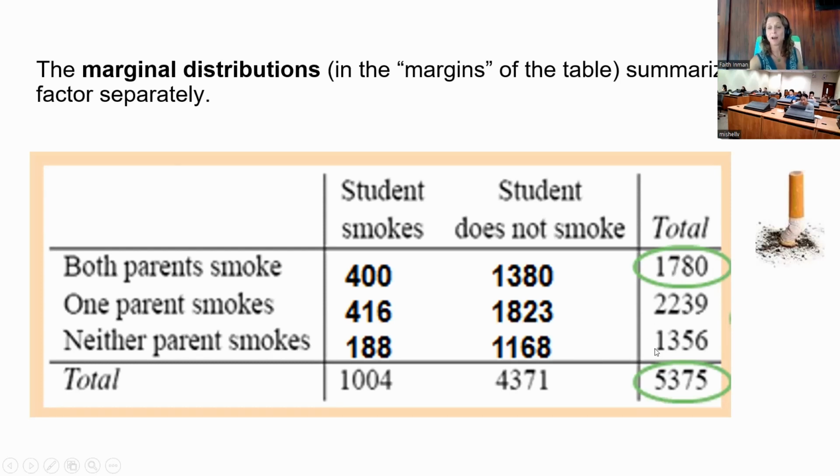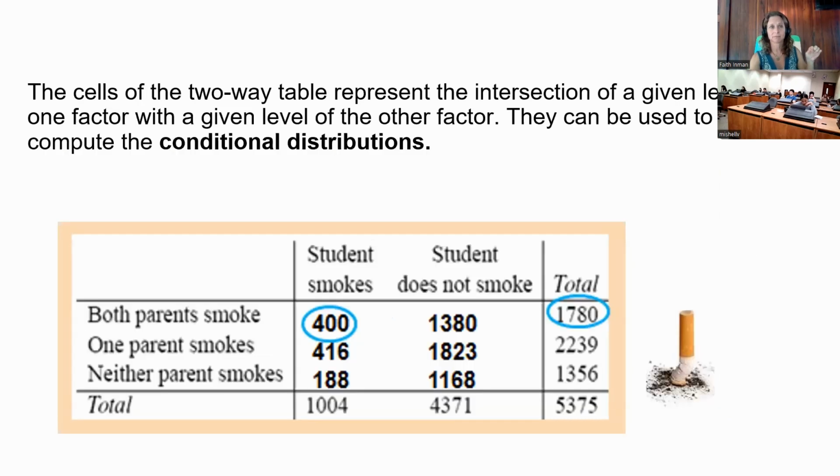And then how many do we have of students that smoke, whether or not the parents smoke? We have 1,004. If we add up all these totals, we get 5,375. That's our total sample size of all the students we asked that fit into all these different categories, right? Marginal distributions in the margins.